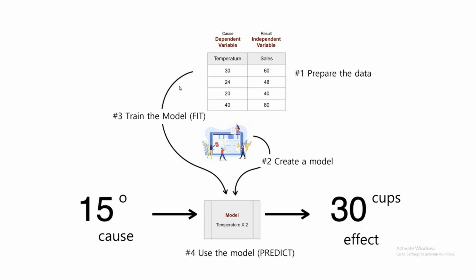And then after we have the perfect model for the solution and for the problem, we have step number 4, which is using the model to predict the outcome. And we could predict the value.